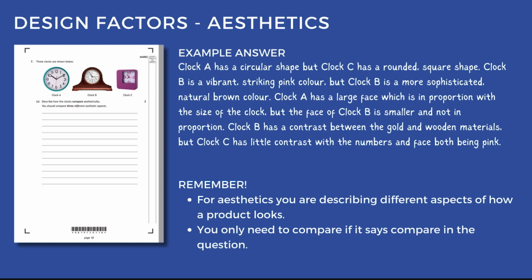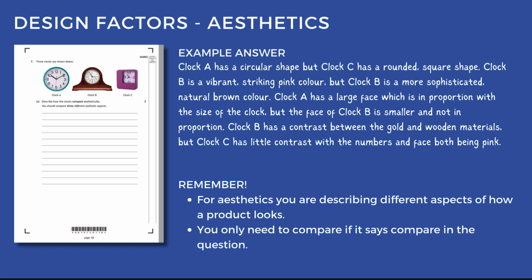Clock B has a contrast between the gold and wooden materials, but clock C has little contrast, with the numbers and face both being pink. Now this is a far more complicated answer, and again with it being a described question, even if statements are wrong within it, you can bypass them and hopefully pick up marks later on when you're working as a marker.